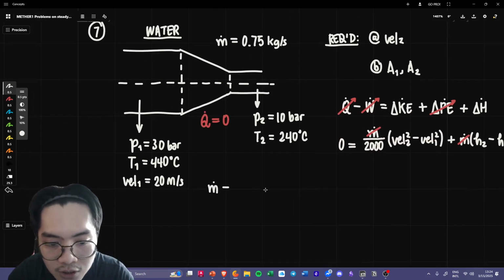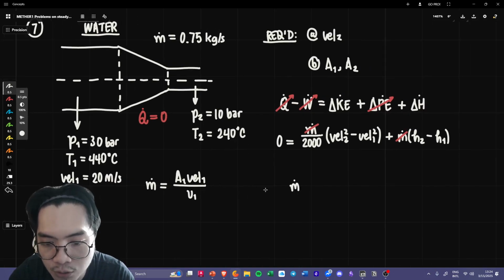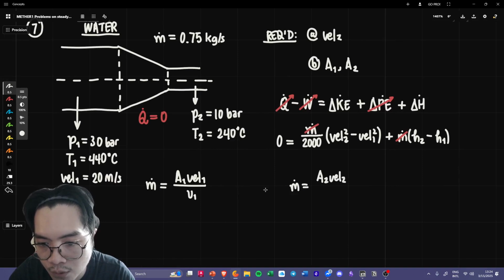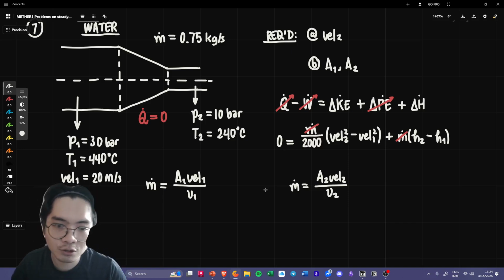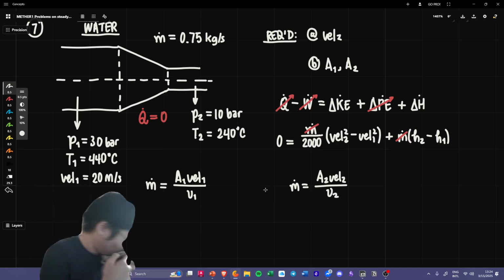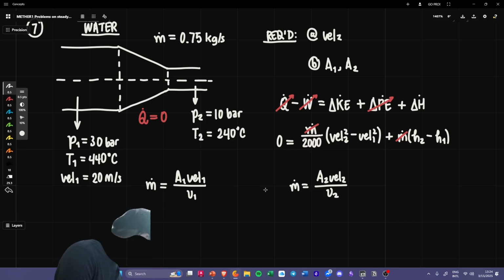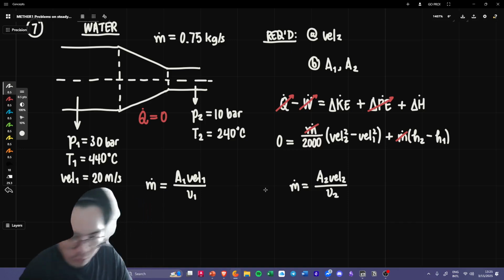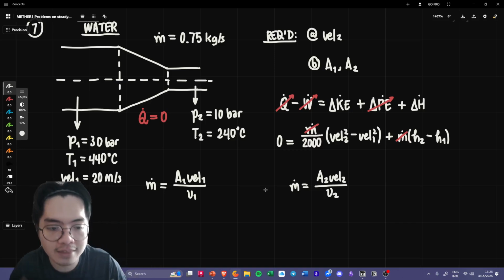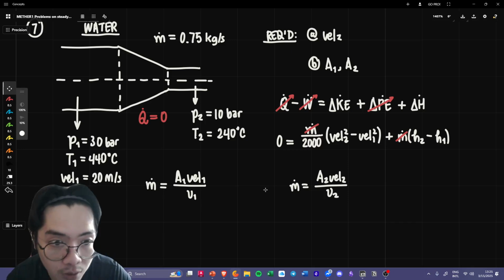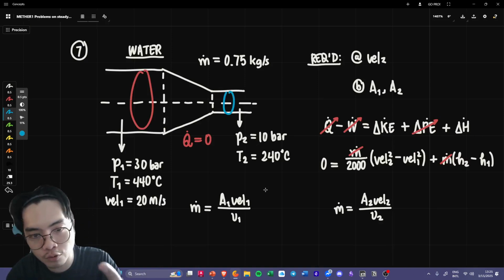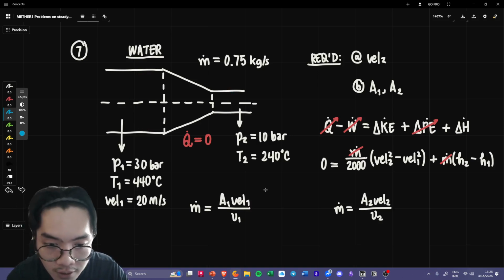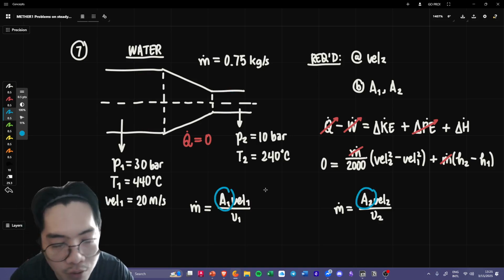We have a mass flow rate, which is equal to A1 vel1 over V1. That mass flow rate is also going to be equal to A2 vel2 over V2. Now, mind you, for a nozzle, it's completely okay to change A1 and A2. It's completely okay that A1 and A2 have different values because that's what a nozzle does. It's supposed to have bigger here, smaller here. And if you exchange that, it becomes a diffuser. So this A1 and A2 have no relationship to each other.